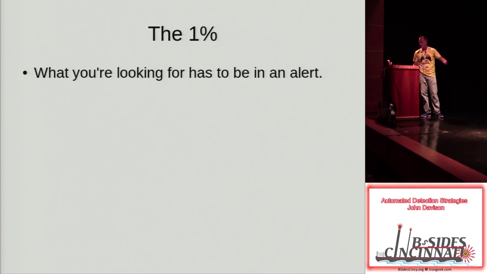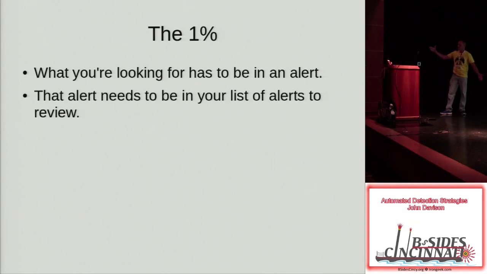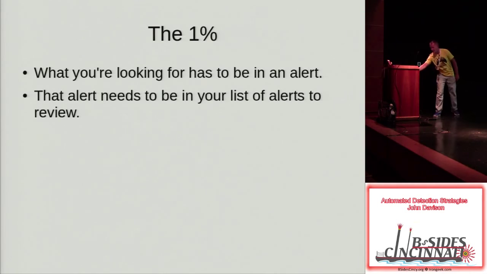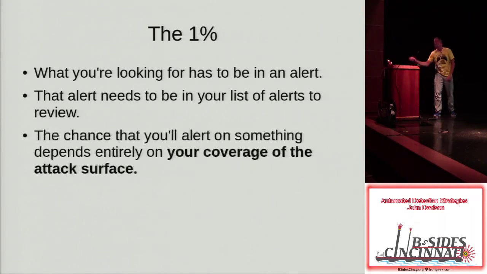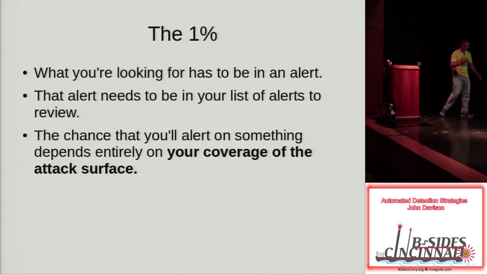What you're looking for has to be in the form of an alert, right? Because that's what we do. We review alerts. If we're going to find something, it's going to have to be an alert that we review. And that alert is going to need to be in that list of alerts that you're going to review. And in order for that alert to even exist, the chance of that alert even happening depends entirely on your coverage of the attack surface. So follow my logic here.